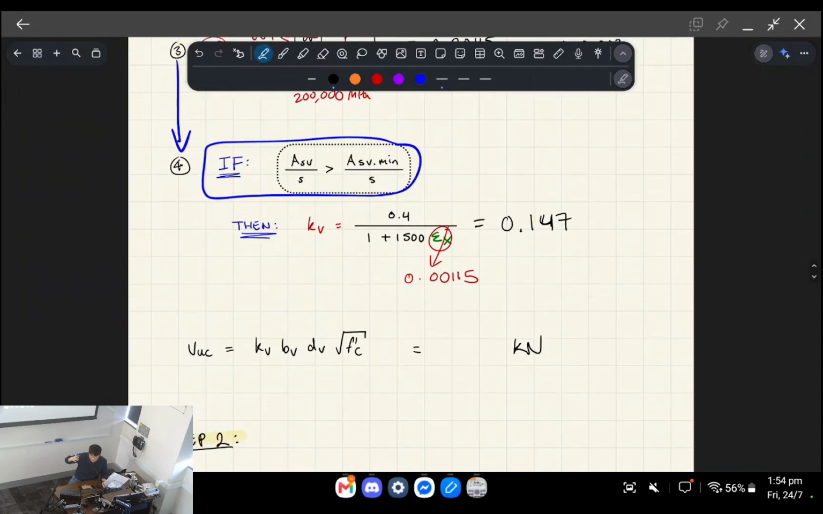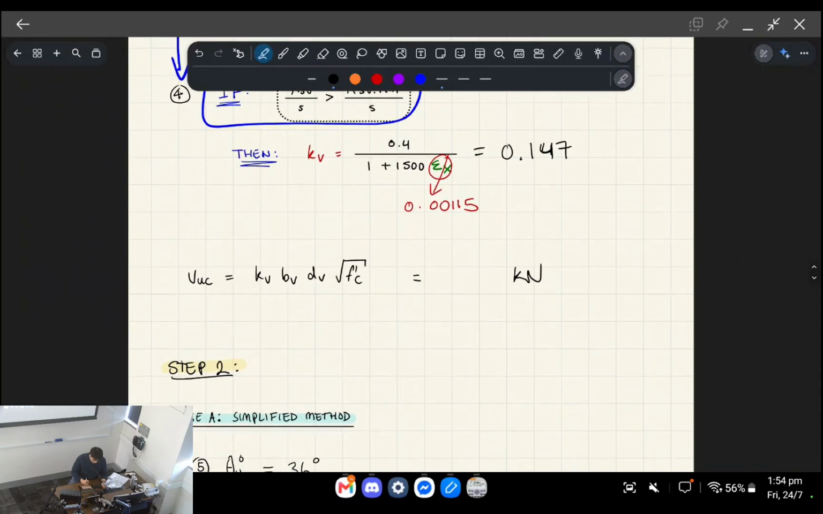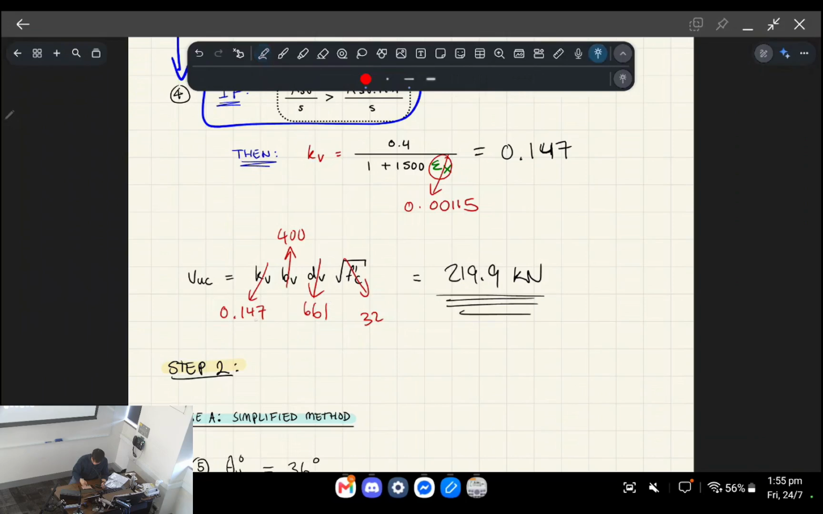There's going to be a different step later which is also different for the simplified and detailed method. Now we can plug everything in just like before. The only thing that's different is the value for kV. bV is going to look familiar from the simplified method, dV looks similar as well, and f'c doesn't change either. So this is the VUC if we calculated it using the detailed method.